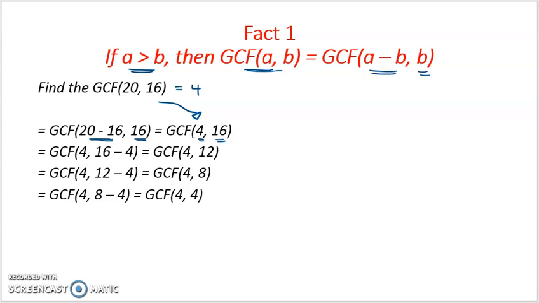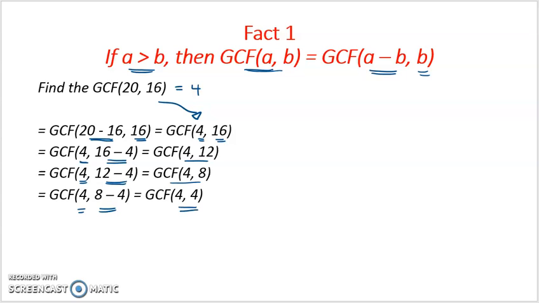GCF of 4 and 16 is equal to the GCF of 4, which is the smaller, and 16 minus 4, larger minus smaller. So that's the GCF of 4 and 12. Let's keep going another step. The GCF of 4 and 12 equals the GCF of 4, the smaller, and 12 minus 4, larger minus smaller. So that's the GCF of 4 and 8. Let's go one more step. The GCF of 4, the smaller, and 8 minus 4, larger minus smaller, equals a GCF of 4 and 4.